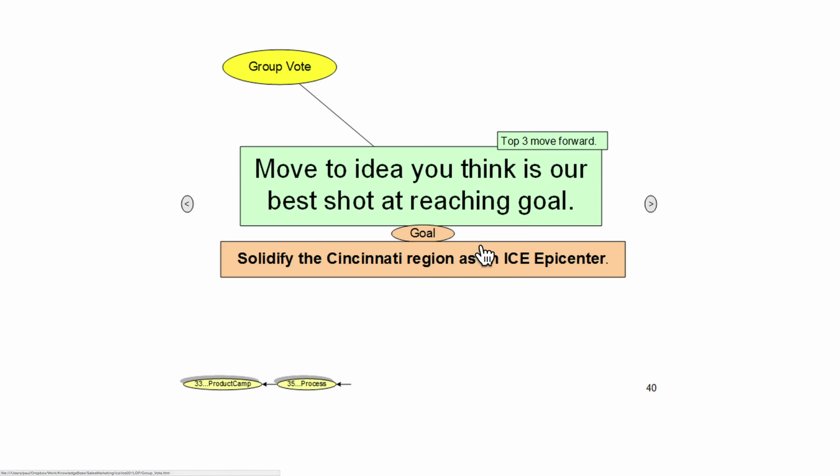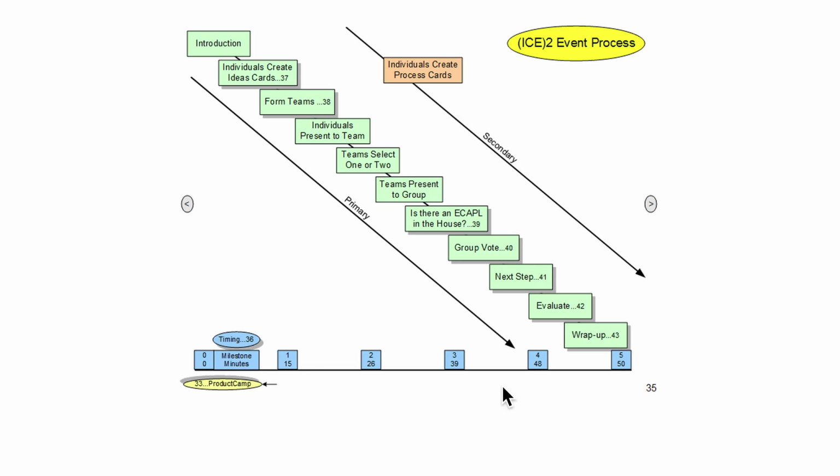After we go through that step, we're going to move to the ideas that are left. There'll be regions in the room for each of the ideas that are left, and we want each person to move to the idea that you think is the best shot of reaching our goal. Again, recalling the goal is to solidify the Cincinnati region as an ICE epicenter. This is where we will be selecting the top 3 to move forward. And that is the group vote step.